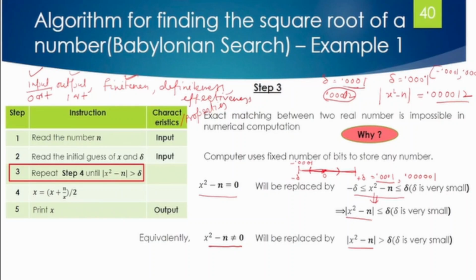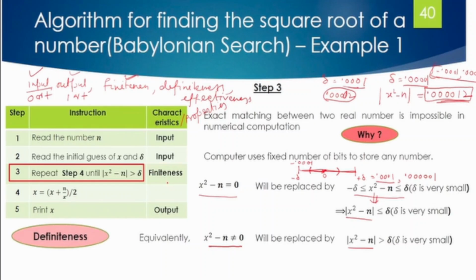But let's say if you choose a smaller delta, then you cannot stop here, because this number is outside this range. So you need to further update x and wait for the difference. When the difference becomes less than this, or inside this region, only then will you stop your algorithm. In that way you can increase your accuracy. Therefore, because of this delta, our algorithm becomes finite.